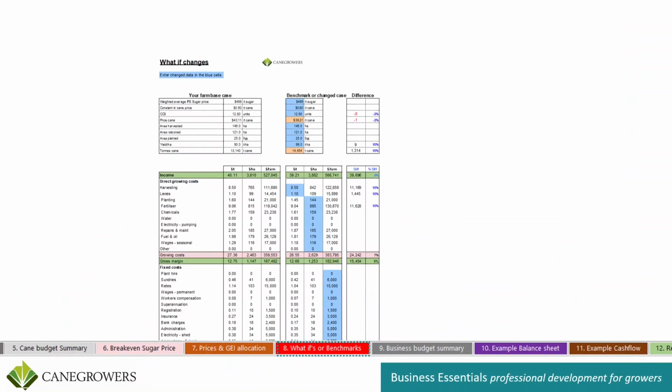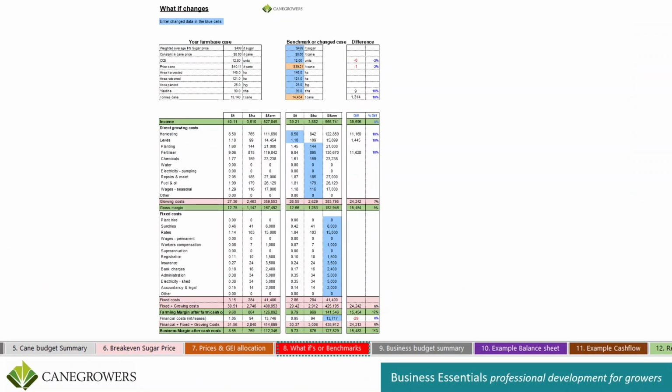Moving to worksheet 8, we will look at how to conduct a what-if analysis. The sheet follows the structure of the cane budget summary, but includes a few additional columns. You can see here that there are blue shaded cells which require user input. This is where you would enter any changes to the base case for which you'd like to test the impact. It can also be used as a side-by-side comparison against a benchmark, for example, compared to last year's actuals.